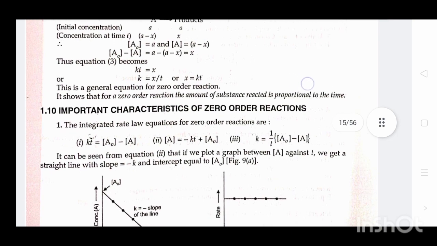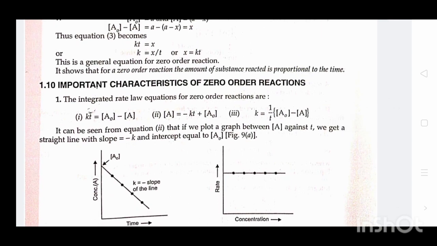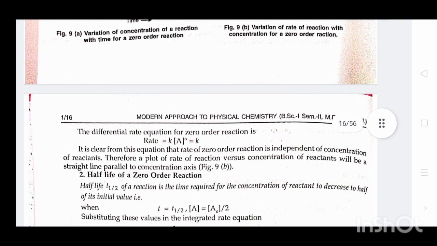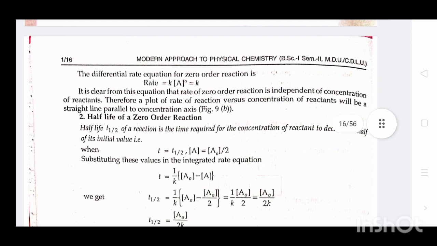Important characteristics of zero order reaction. First, the integrated rate law equation for zero order reactions is as above. It can be seen from equation 2 that if we plot a graph between [A] against t, we get a straight line with slope minus k and intercept equal to [A]0 in figure 9a. The differential rate equation for zero order reaction is rate equals k. It is clear from the equation that the rate of a zero order reaction is independent of the concentration of reactants.